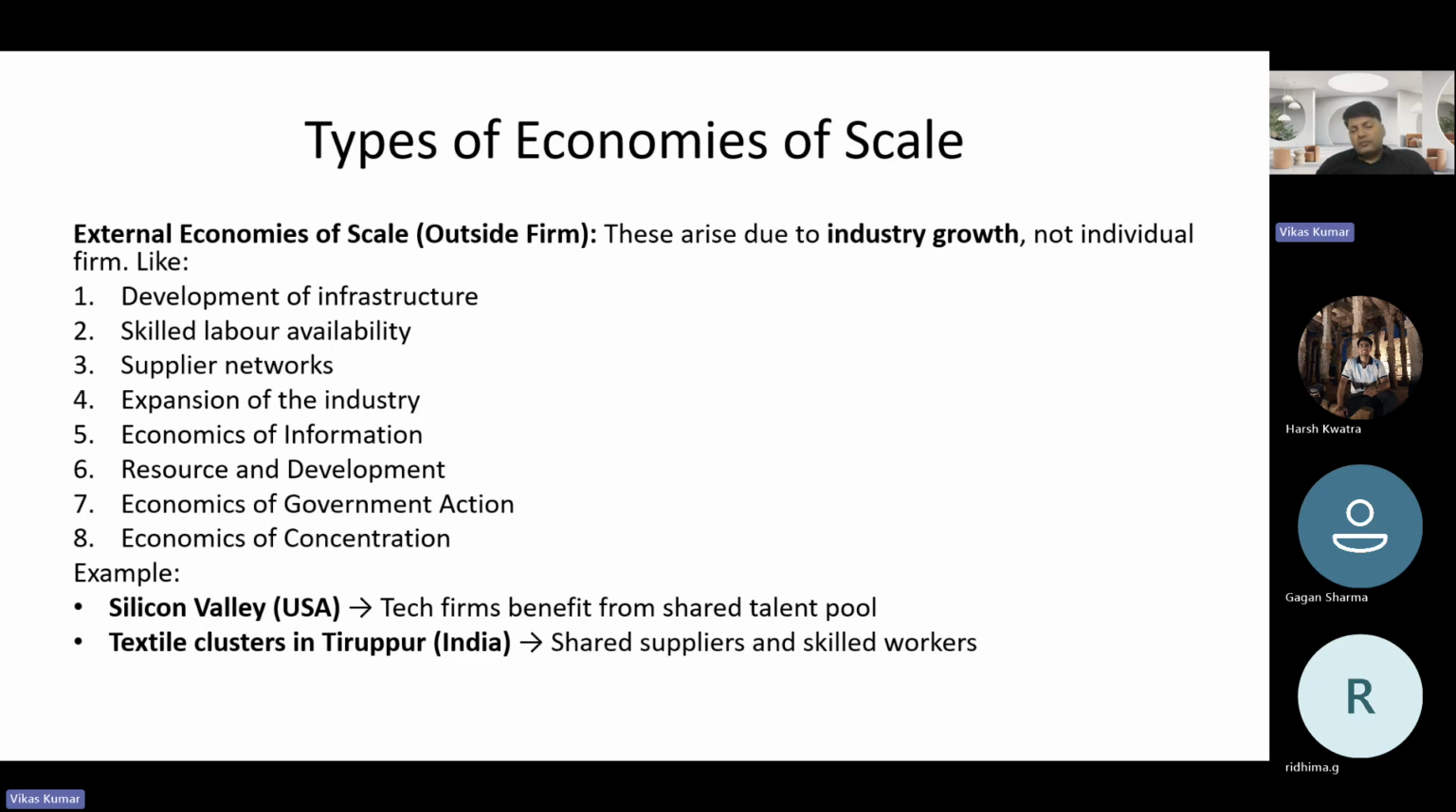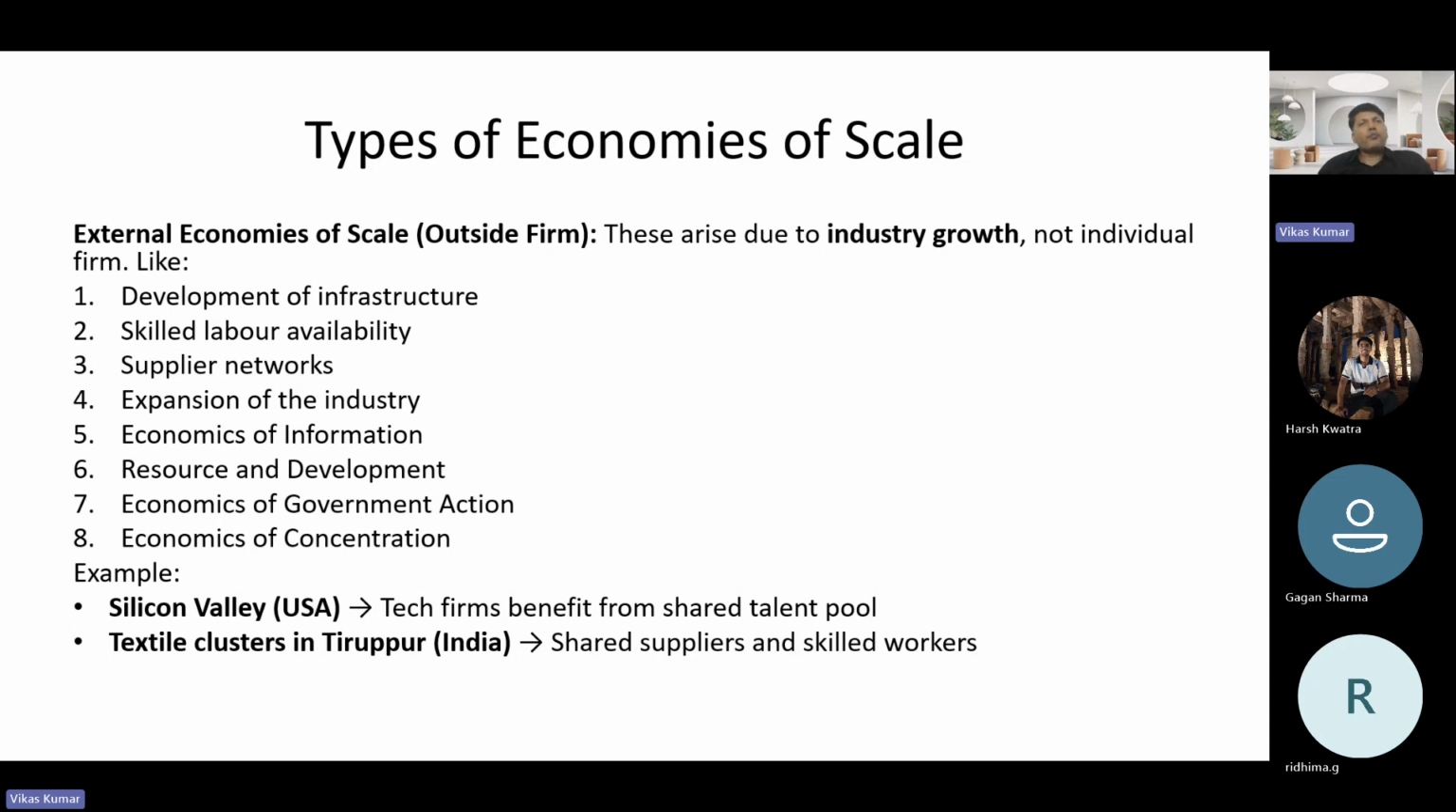Economics of government action: government policies, government guidelines, government support, like in India, the government of India is providing product linked incentives when it comes to the semiconductor industry, electronics items, petrochemicals, and the solar sector. So if the government is supporting some industries, definitely this will help the industry grow fast. And when the industry grows, the firms within that industry will definitely grow also.